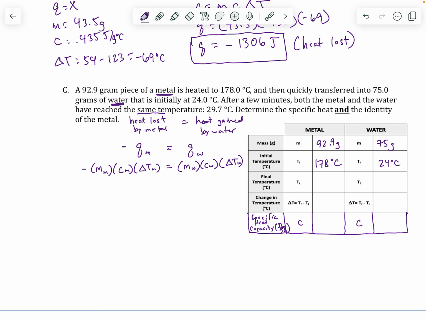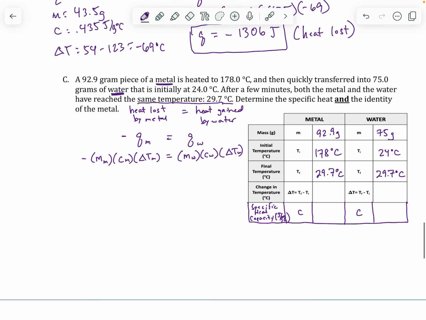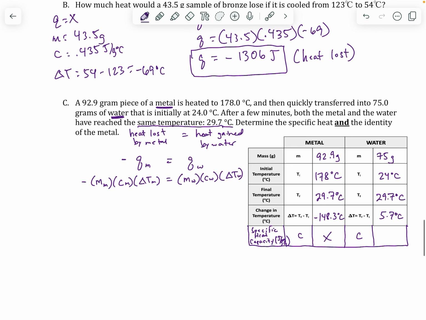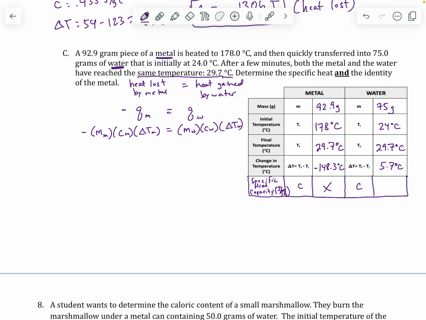They reach thermal equilibrium, which is the same temperature of 29.7 degrees Celsius, because they are both now together in the same space. And I can calculate the changes in temperature there. So this one will end up being negative 148.3 degrees Celsius. This one will end up being about 5.7 degrees Celsius. The metal specific heat capacity is what we are looking for, and because it does not specify, we can use whichever specific heat value for our water, and that is going to be 4.18 joules per gram degrees Celsius.